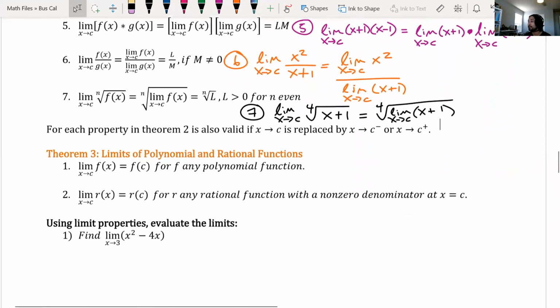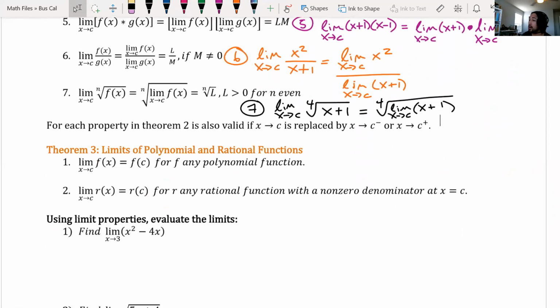properties, which aren't crazy. So the next theorem says the limits of polynomial and rational functions. Number one says the limit as x approaches c of f of x will equal f of c for any polynomial function. So this is just like the direct substitution property I mentioned above. If you are dealing with a polynomial, all this says is take this value of c and plug it in for x, simplify, and move on. That's all that says. So it is just another direct substitution property. The same with number two: the limit as x approaches c of r of x will equal r of c.